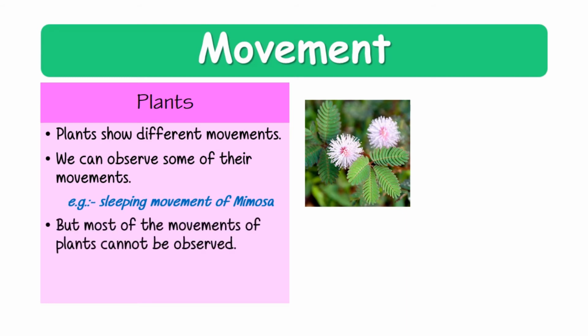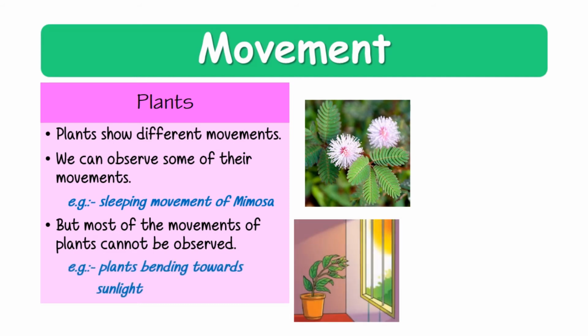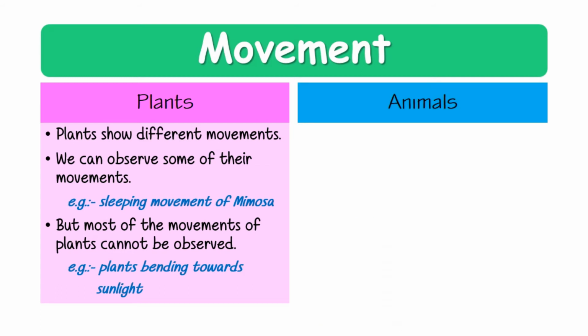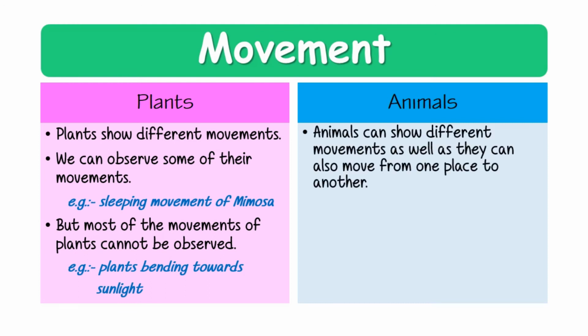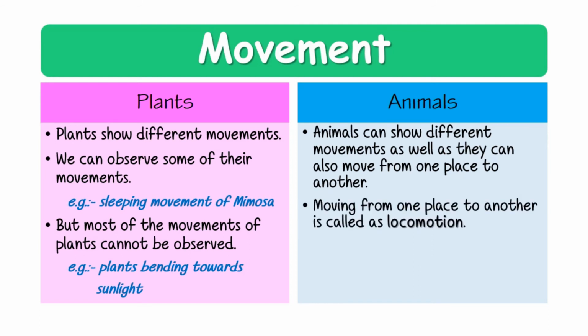Most of the movements of plants cannot be observed. For example, plants bending towards sunlight. Then let's see what are the movements of animals. Animals can show different movements as well as they can also move from one place to another. Moving from one place to another is called locomotion.